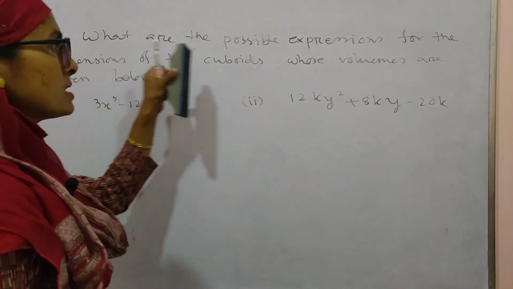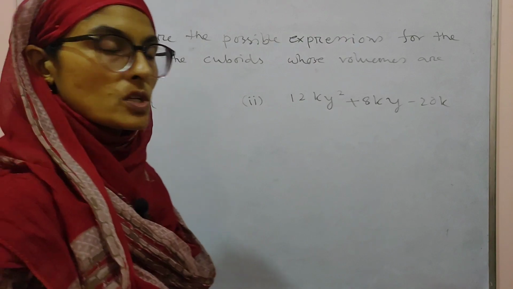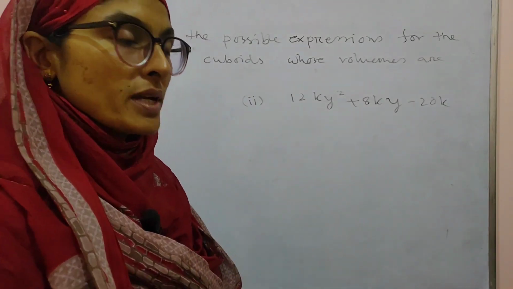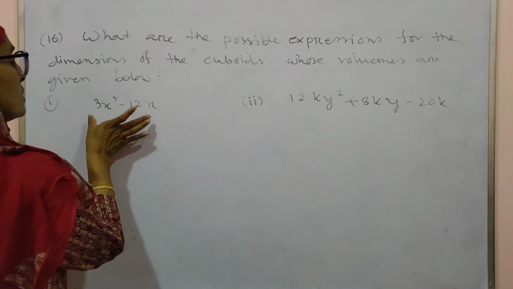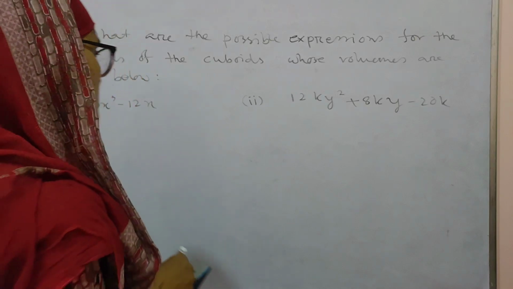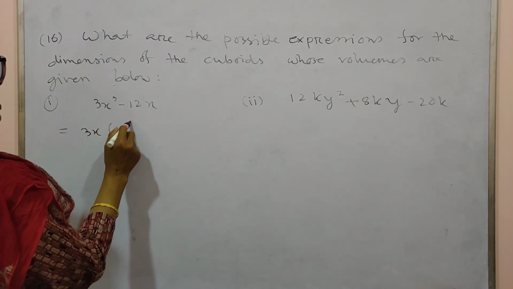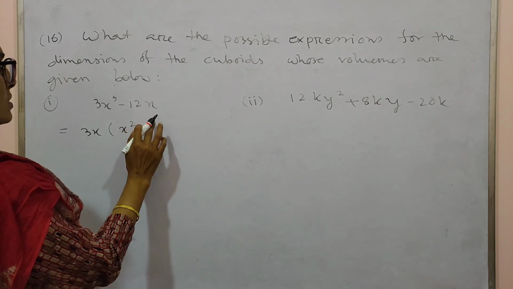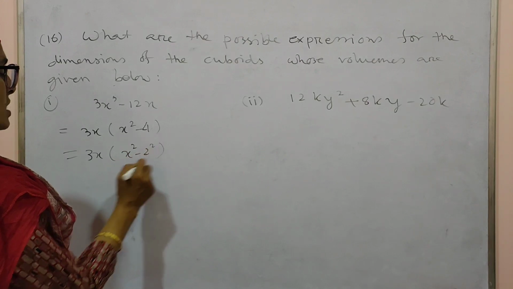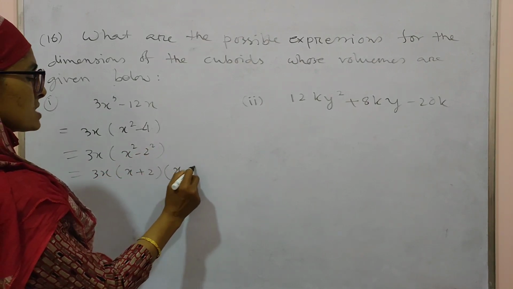Number 16. What are the possible expressions for the dimensions of the cuboids whose volumes are given below? Volume of cuboid is length into breadth into height. So you have to factorize the terms as a multiplication of 3 terms. If you take 3x common here, you will get x square minus 4, or 3x into x square minus 2 square, or 3x into x plus 2 into x minus 2.